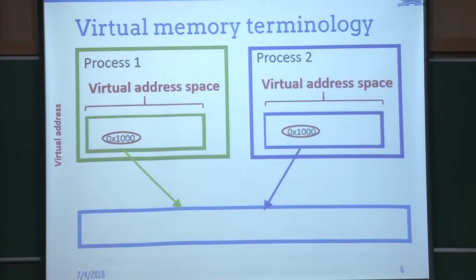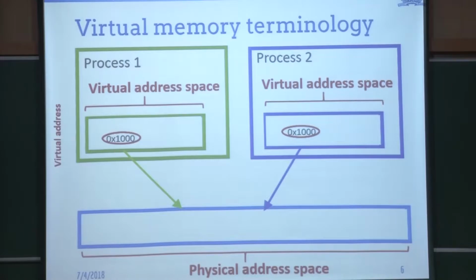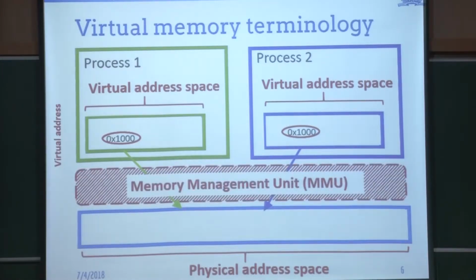Okay, and what are the addresses that the physical memory can have is called the physical address space. And in the middle of it, this hardware thing that does the translation and so on, there are a few other things it does, is at the high level collectively called MMU or memory management unit. So this is the high level view of different components and the terminology we'll use.